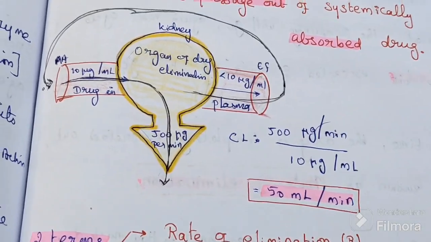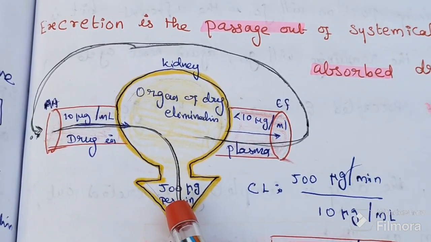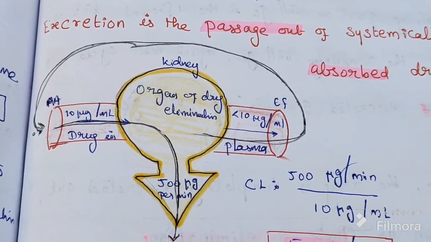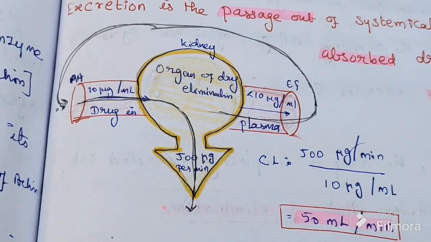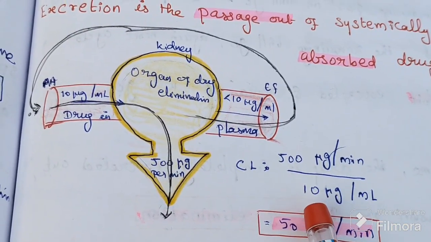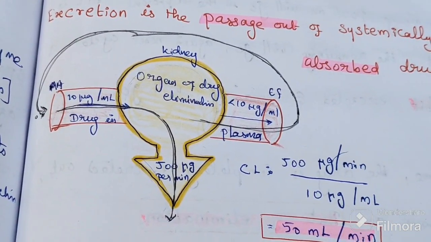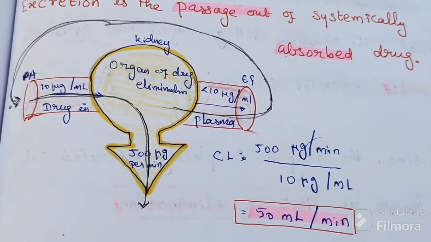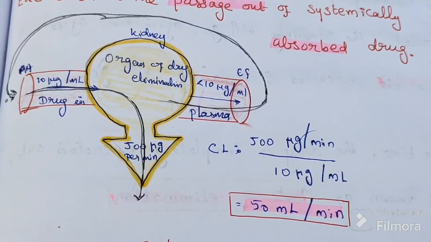So here we can see 500 milligram per minute. So it is amount per time: how much drug is excreted. Here we use gram, microgram or milligram, and the time can be per second, per minute or per hour. This is called the rate of elimination.